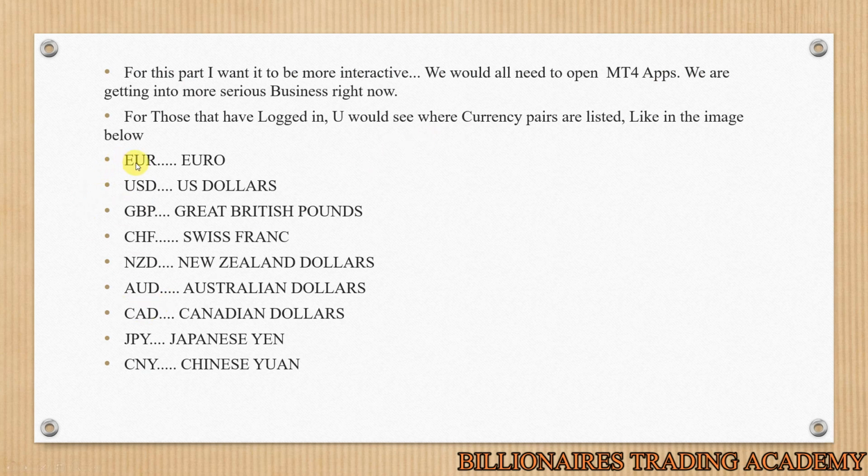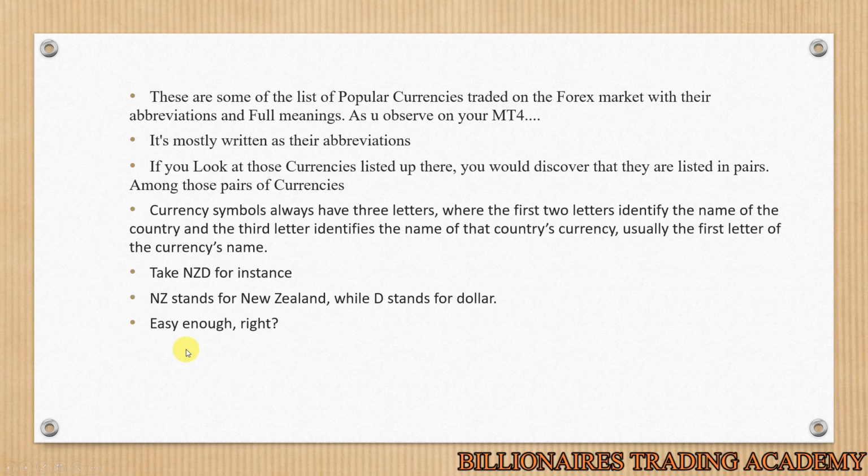EUR is read as euro. USD, of course, is the US dollar. GBP stands for Great British Pound. CHF stands for Swiss franc, and all these are pairs. You can see all that.